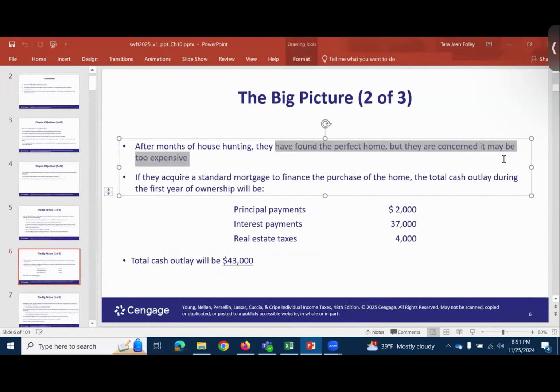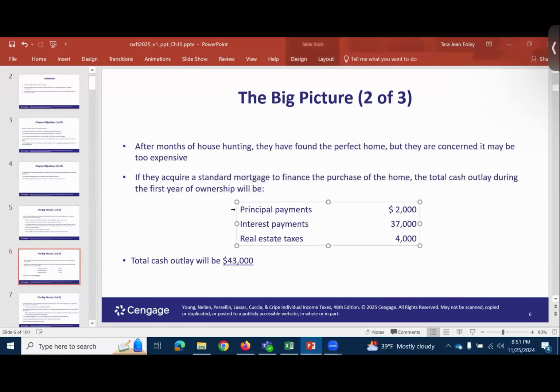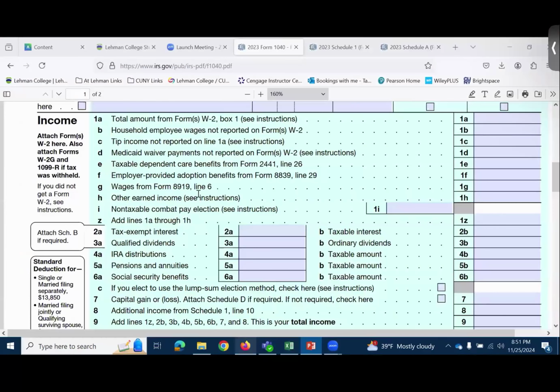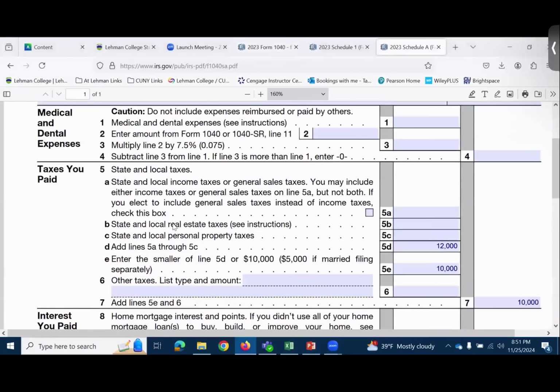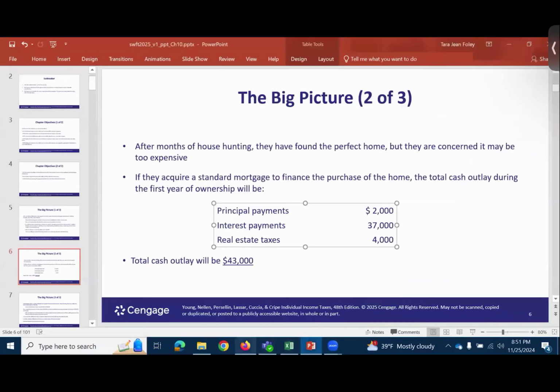They are concerned it may be too expensive. If they acquire a standard mortgage to finance the home, the total cash outlay in the first year will be principal payments, $2,000. Interest payment, $37,000. Real estate taxes, $4,000. Okay, well, we know here the $37,000 and the $4,000, those would go on what schedule? Schedule A.